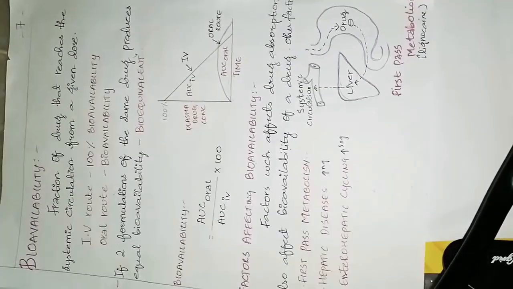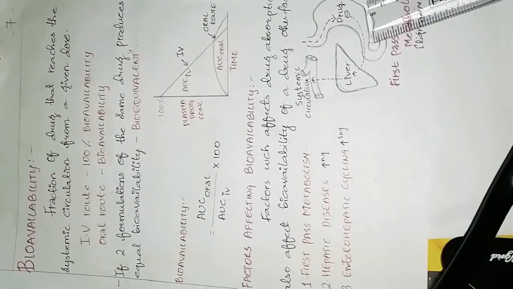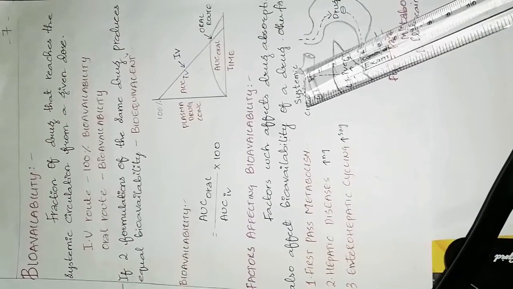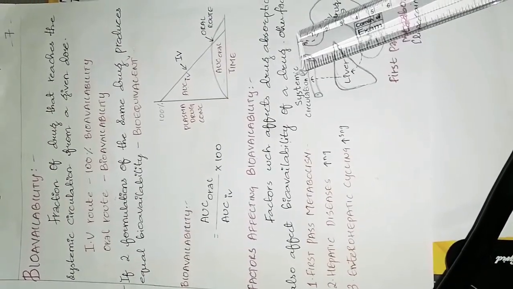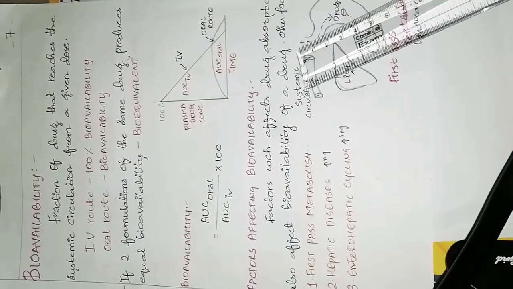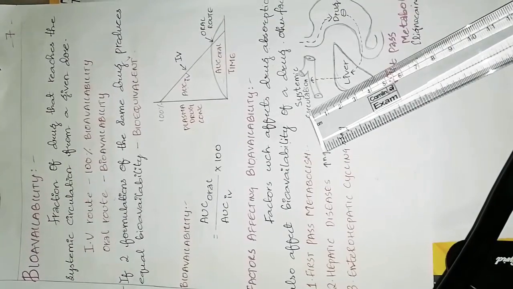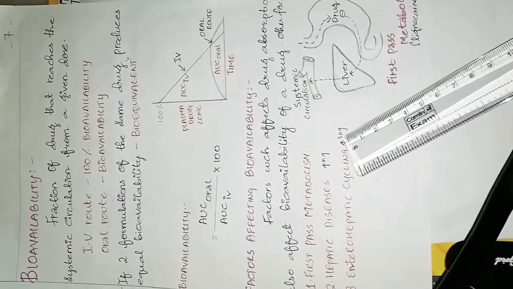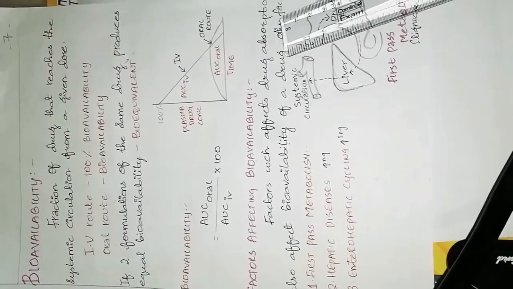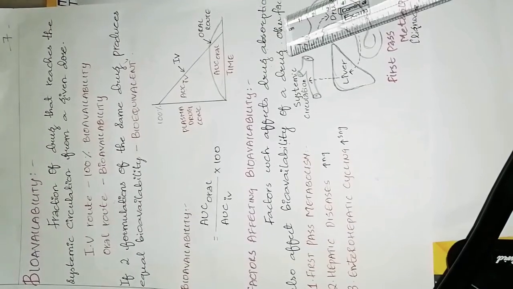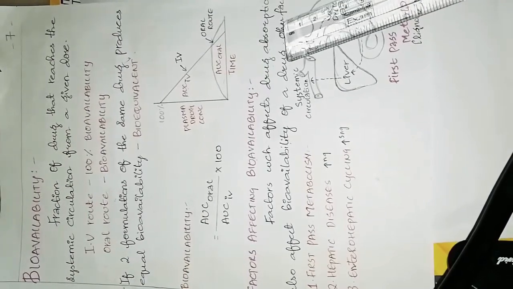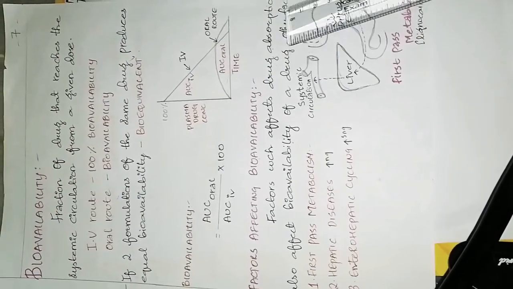bioavailability. Now, factors affecting the bioavailability. Factors which affect the drug absorption also affect the bioavailability of the drug. Other factors include first pass metabolism, hepatic diseases, enterohepatic cycling. Let me recall the factors affecting drug absorption: first we have physicochemical properties, routes of administration, presence of food, then administration of one or more drugs, that all affect the drug absorption.